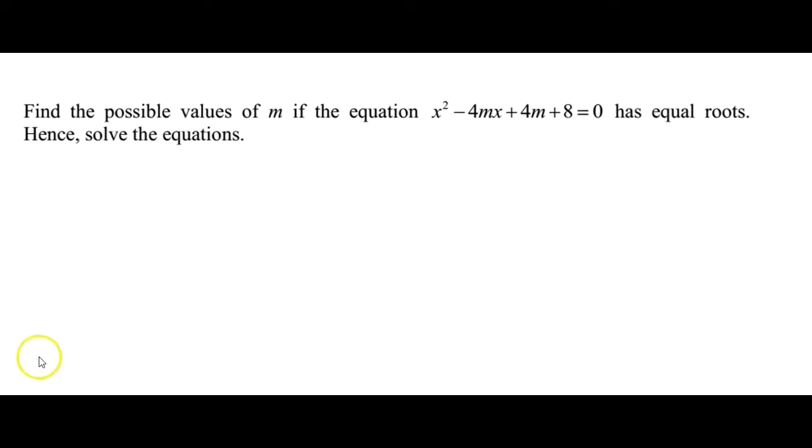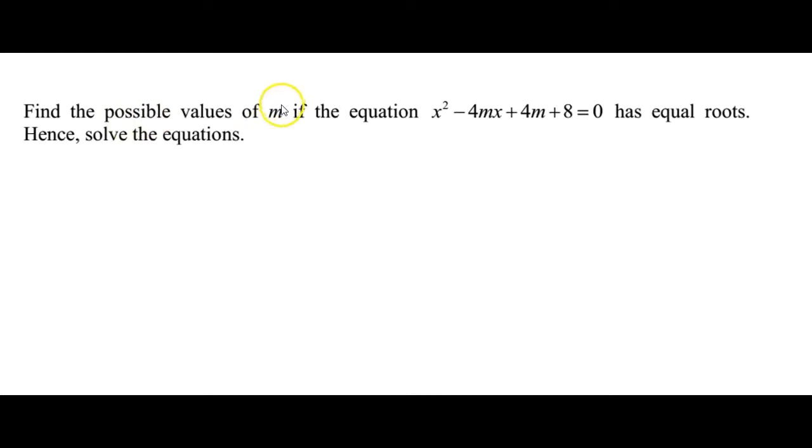Hi everyone. In this video, I'm going to discuss a few examples on the question involving the quadratic equations. Okay, so here is a problem about the quadratic equation. Find the possible values of m if the equation x squared minus 4mx plus 4m plus 8 equals 0 has an equal root. So from this question, we are going to find the possible values of m.